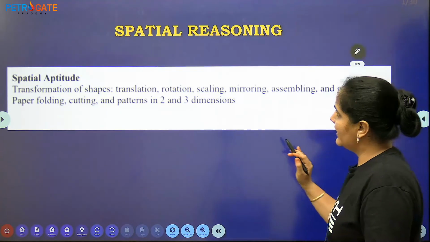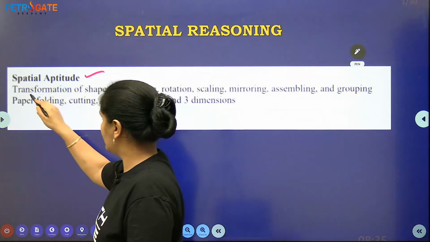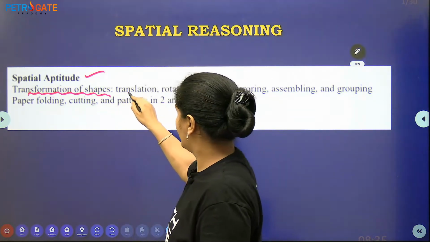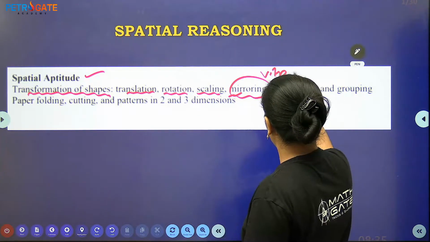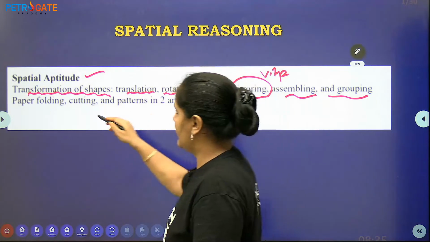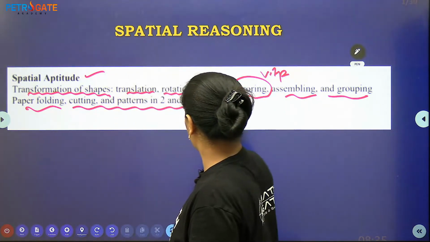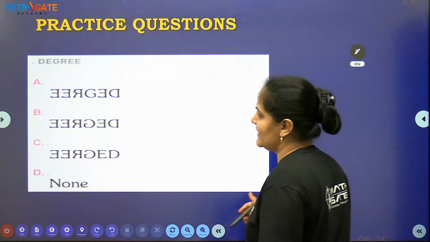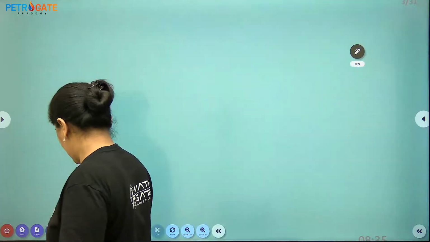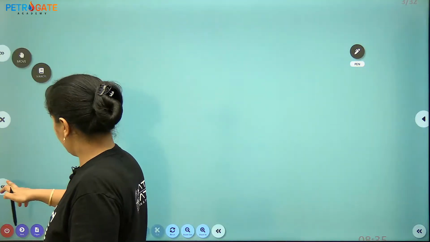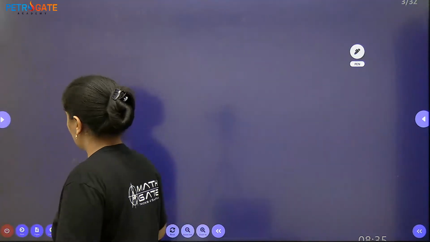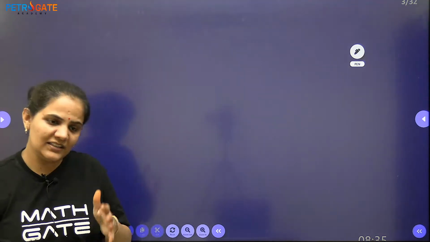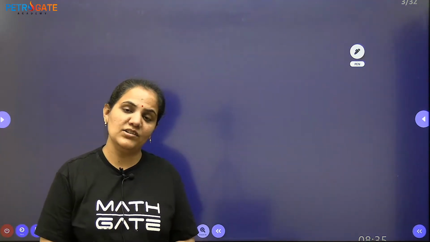Okay, so just look here. Spatial reasoning or spatial aptitude has transformation of shapes, translation, rotation, scaling, mirroring. Mirroring is very important. Yes, also assembling and grouping, paper folding, paper cutting, and patterns in 2D and 3D. So all these things are definitely easy. Let me change the background. We need to just understand the question. Once we understand the language of the question, we can easily approach it.